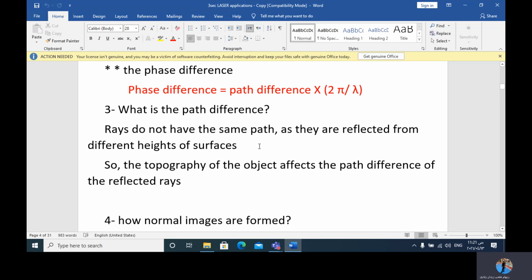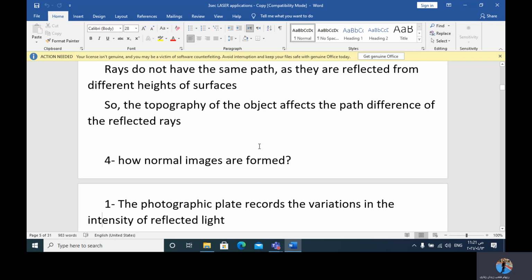Okay, so the topography of the object affects the path difference of the reflected rays. And that's why if I have the phase difference plus the intensity of light, we can have the whole truth coming from the reflected rays. How are normal images formed? We need to make a comparison between the two dimensions formed by a normal image taken by camera and the three-dimensional image which can be seen using a hologram.